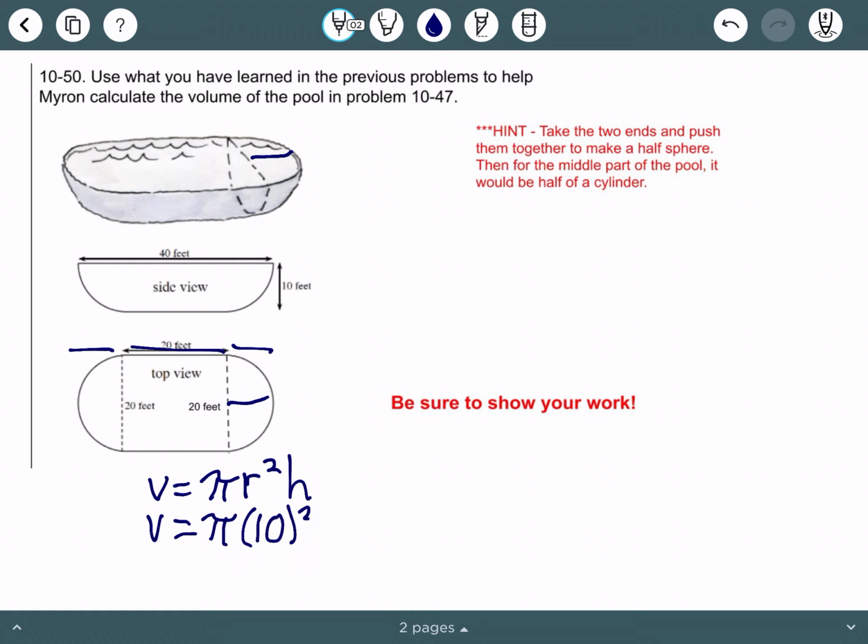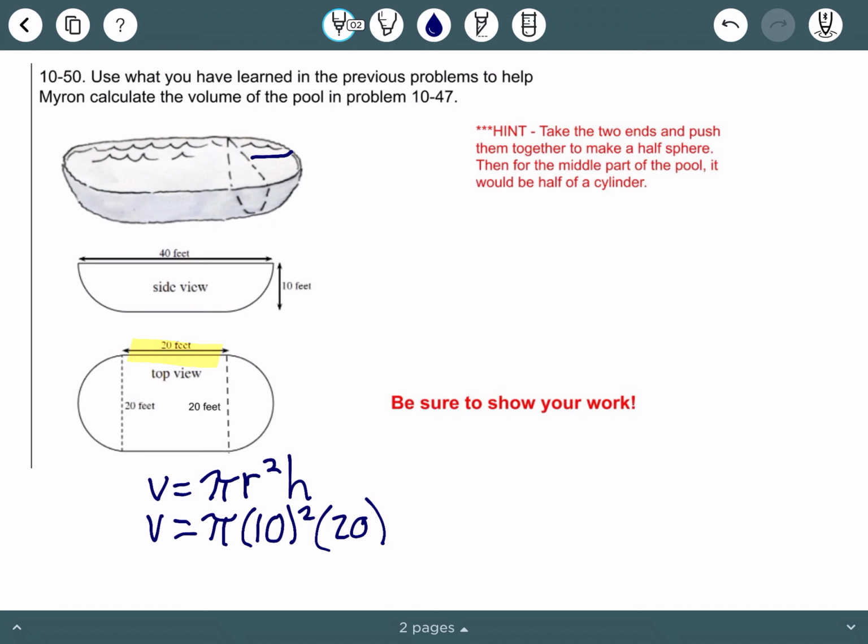All right, we need to square that. And then the height of the cylinder is going to be 20, right? Because that's what this is. That's the height of our cylinder. Even though from this view it does look like a rectangle, keep in mind that's only the 2D view. And that's like us viewing the pool from the top, like a bird's eye view. All right, so now that we have that, let's go ahead and plug it into our calculator.